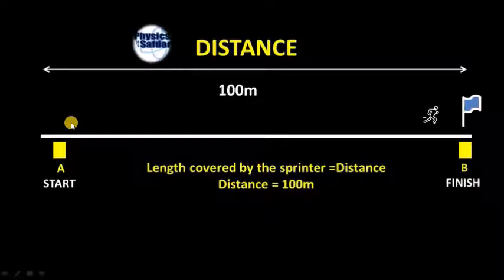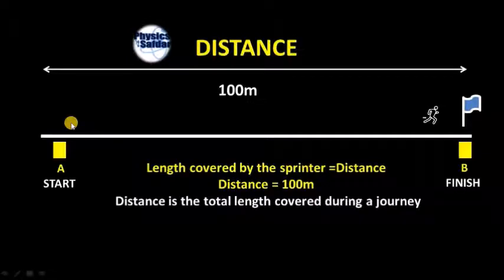Now move on to the definition of distance. It is simple. Distance is the total length covered during a journey. So in this example, a sprinter started at point A and finished at point B. So the total length covered during that journey was 100 meter and that is called distance covered.